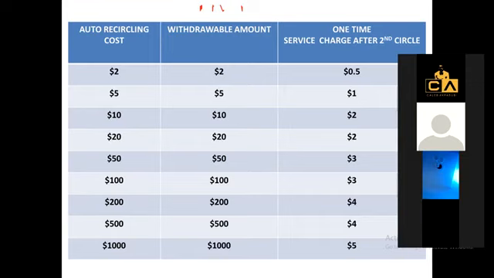But when you recycle the second time, you get another set of $4, where $2 will also be deducted for auto recycling again. From the other $2 that you ought to withdraw, a service charge of $0.5 will be taken. So at that second recycle, you'll be able to withdraw how much? $1.5. All right, so that's that for the $2 plan.